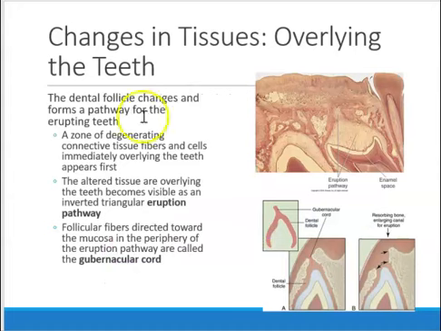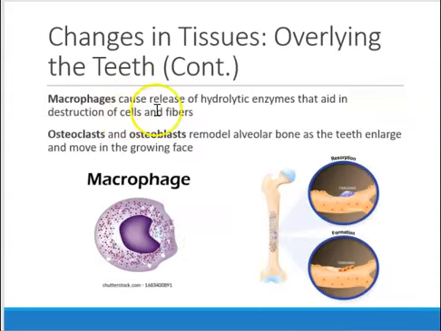Why? Because when the tooth has to come out, all the stuff here needs to get destroyed. So macrophages are destroying all the fibers and all the cells, so that there is a way for the tooth to come out. Macrophages destroy cells and fibers. Osteoclasts and osteoblasts remodel the bone. Let's look at the difference. Osteoclast, think of C for consume. They eat up the bone. Osteoblast, think of B for build.